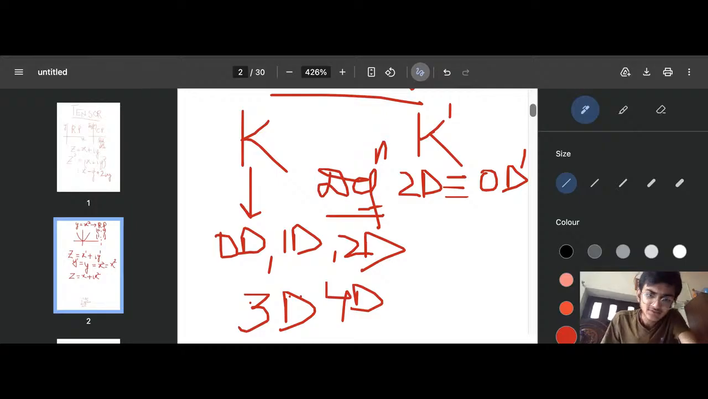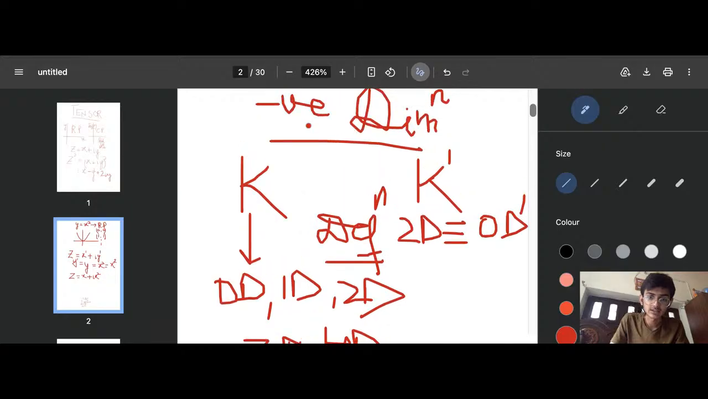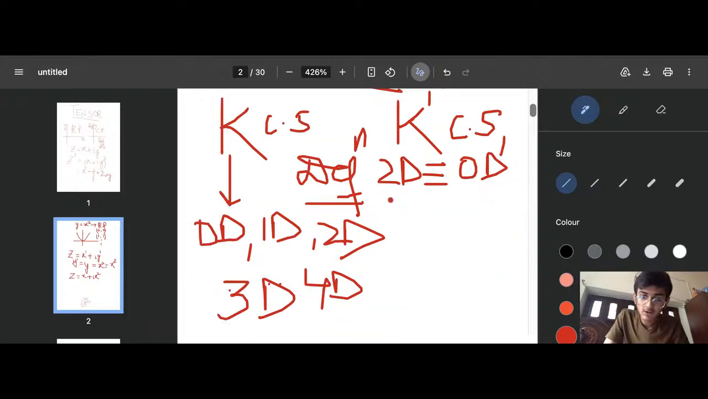Okay, so here we have just given a definition that 2D is equivalent to 0D dash. D dash means all the dimensional work in the K dash coordinate system. So there are two coordinate systems: this is the K coordinate system, and this is K dash, another coordinate system. So if 2D is equivalent to the 0D dash system, then what will be your 1D?